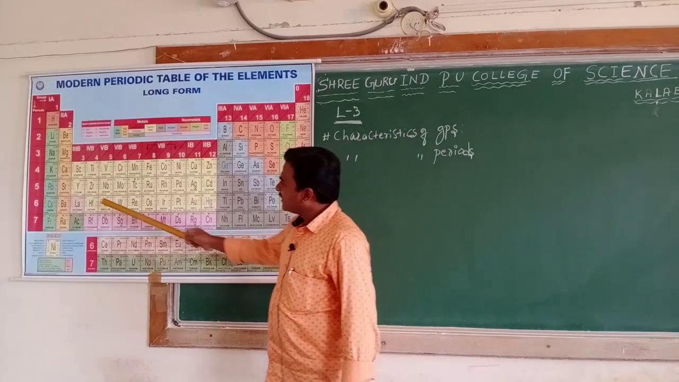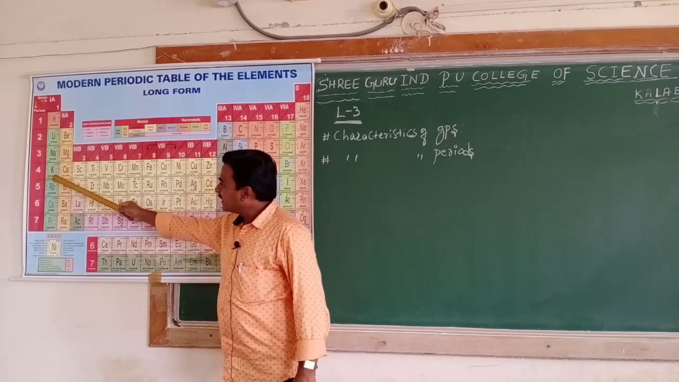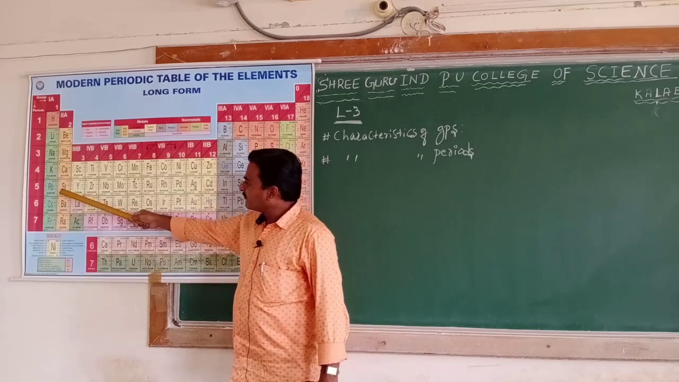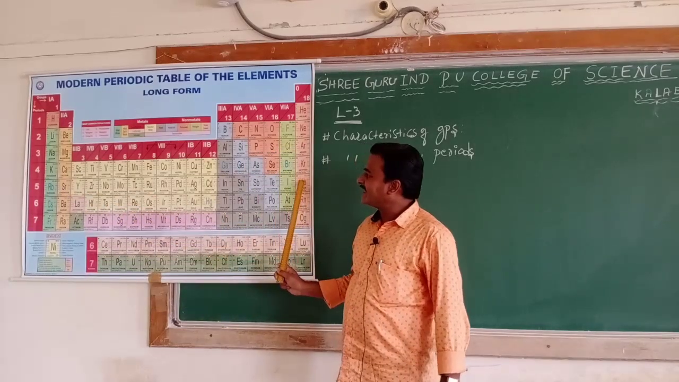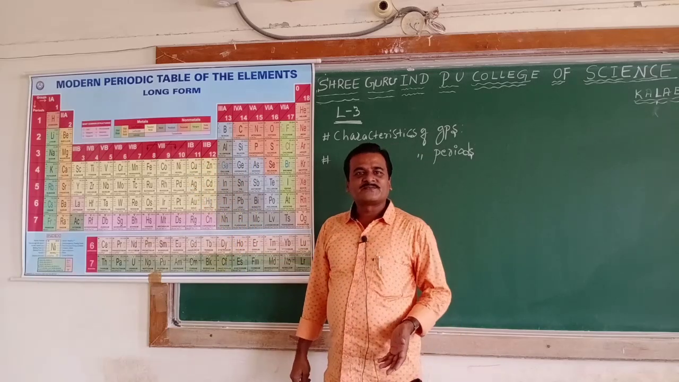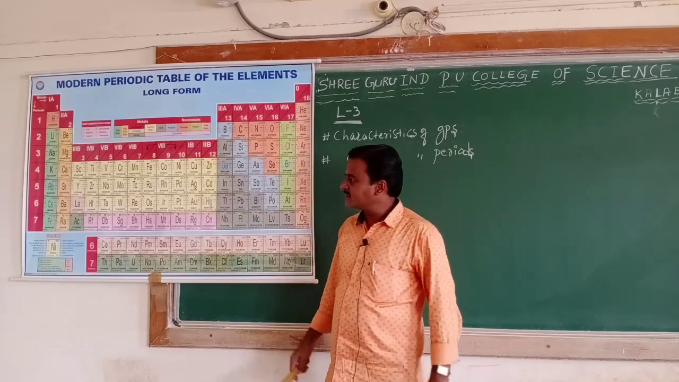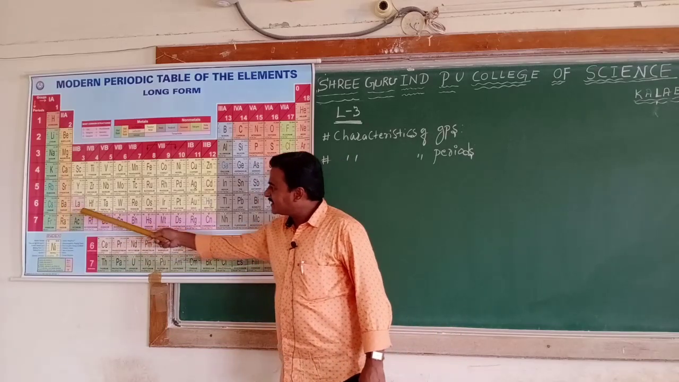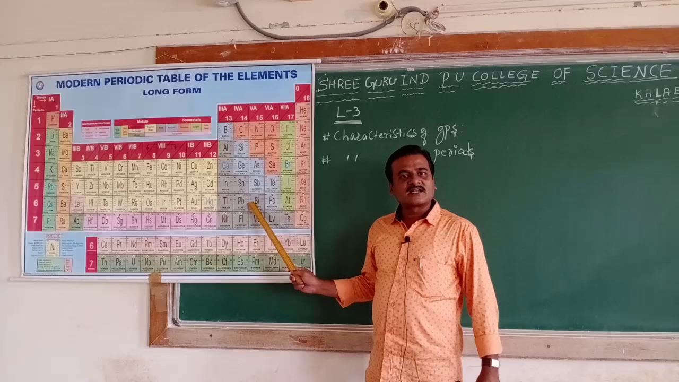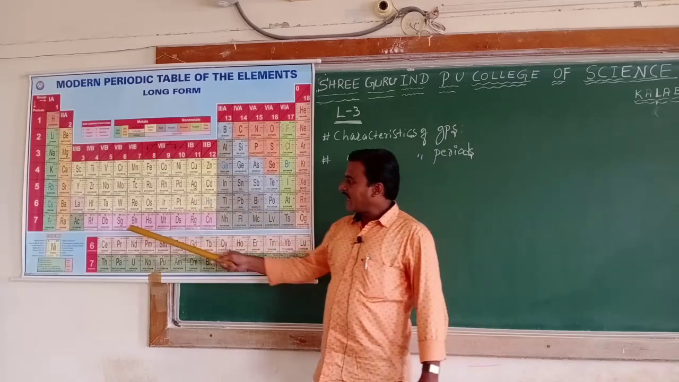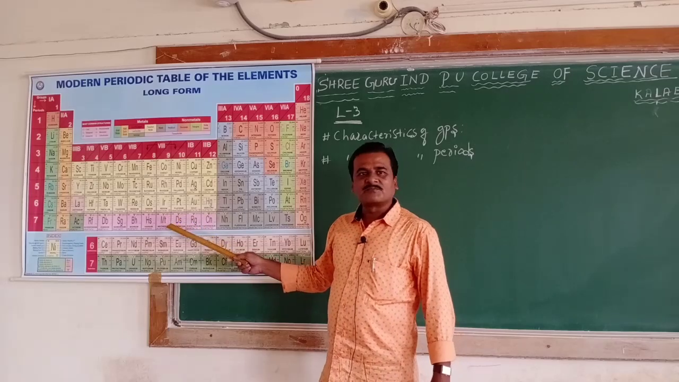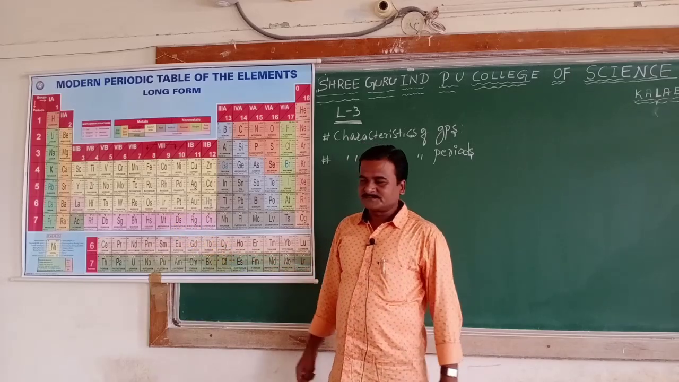Then coming to period number 4, it contains 18 elements. Period number 5 also contains 18 elements. These are called long periods. And period number 6 is said to be the longest period, containing 32 elements. And period 7 is incomplete.